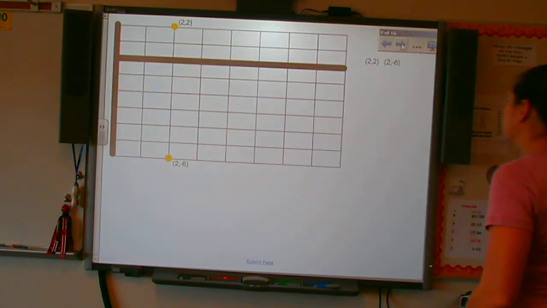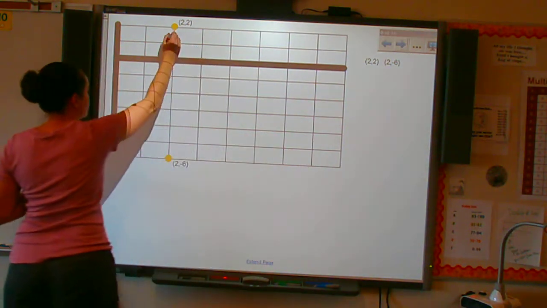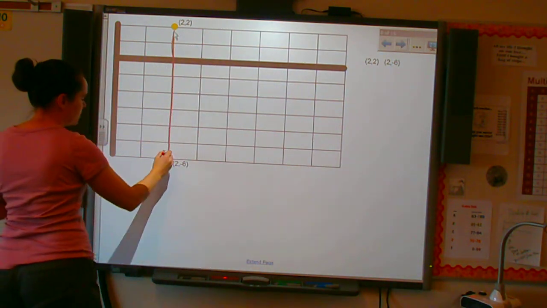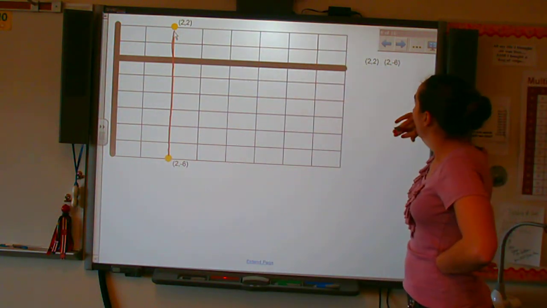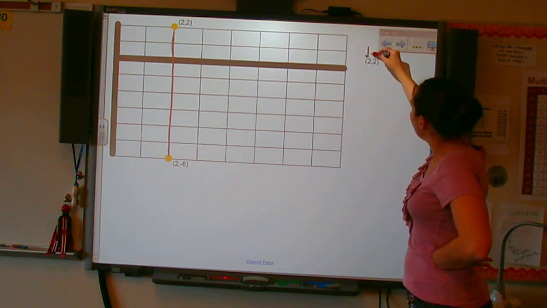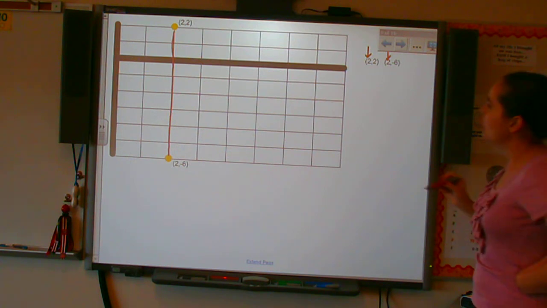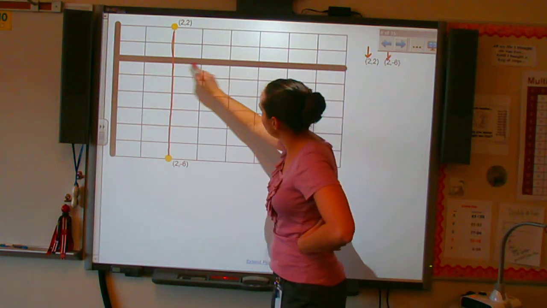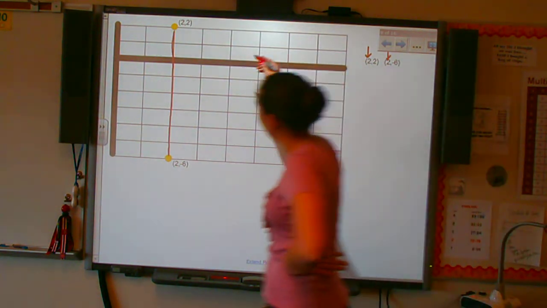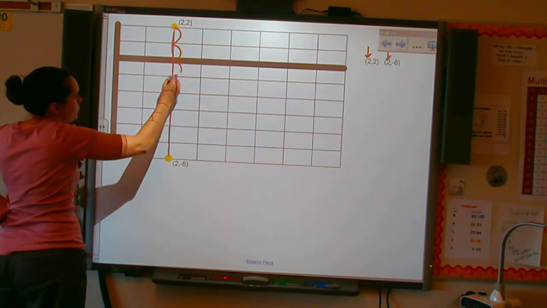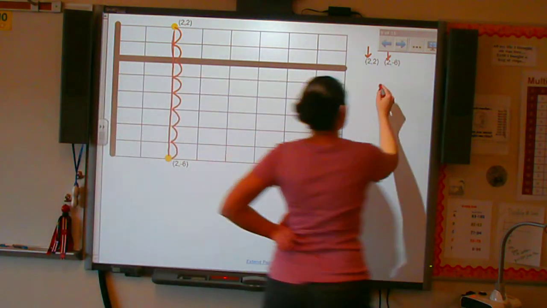All right, our next example. Now we have a line that is vertical that crosses over our 0 y value, that x-axis. Notice that my x values are the same. They're both 2. That tells me that it's a vertical line. And notice that it crosses over that 0 axis, and so that means I can use my absolute value. So let me count first: 1, 2, 3, 4, 5, 6, 7, 8. My distance here is 8.